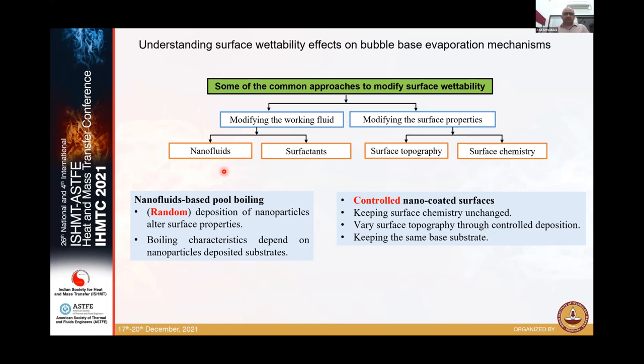So we have made use of that approach when it comes to this nanofluid-based pool boiling. But one of the limitations is that this nanoparticle deposition process itself is quite random, so it becomes really hard to control the surface properties. For that reason, in order to have a direct comparison, we have gone for controlled nano-coated surfaces, and we have performed the same experiments. One of the advancements is that we have only varied the surface topography and surface chemistry has been kept the same, so that we are able to comment on the individual effects of these parameters.